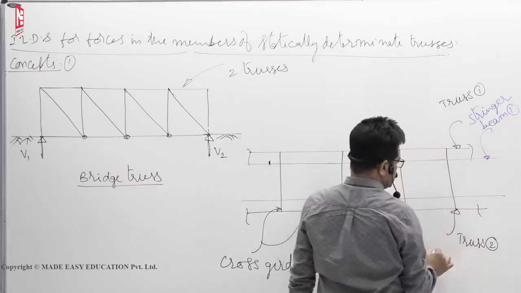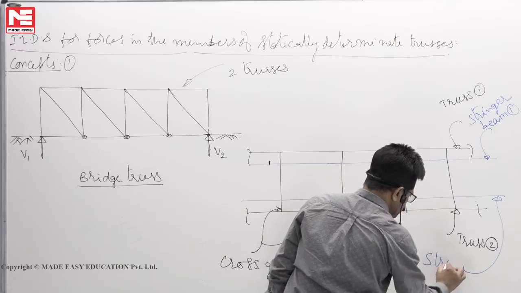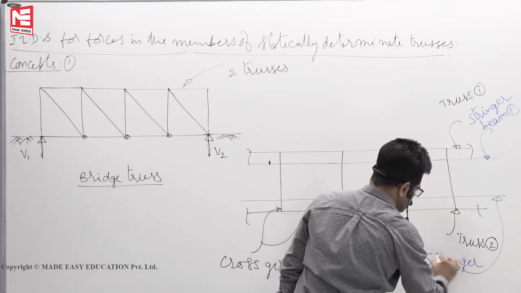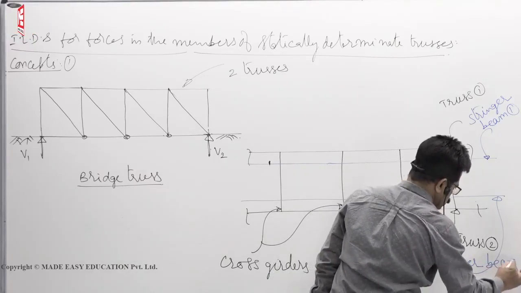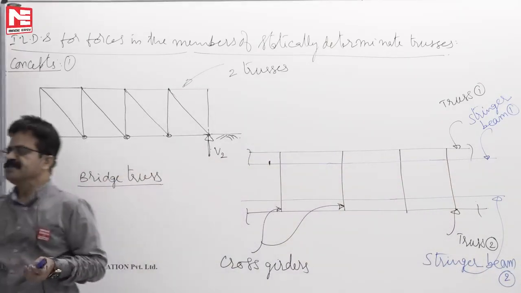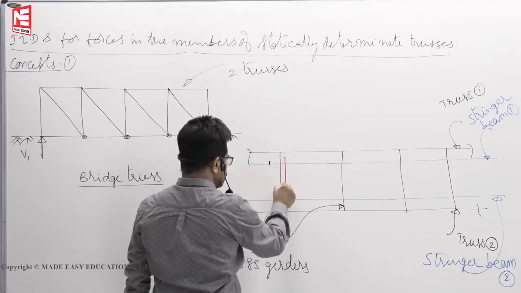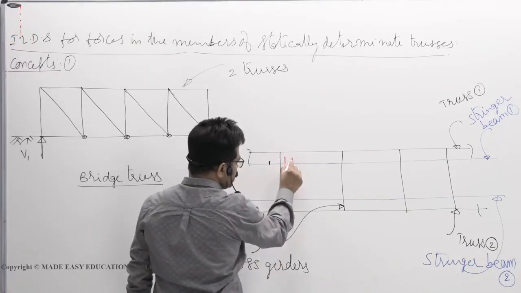Stringer beam 1, this is stringer beam 2. On top of the stringer beams, we have to keep the sleepers. Those sleepers will run like this. You see, those sleepers will not touch the trusses.